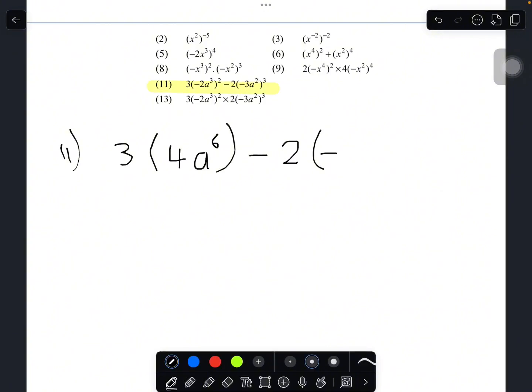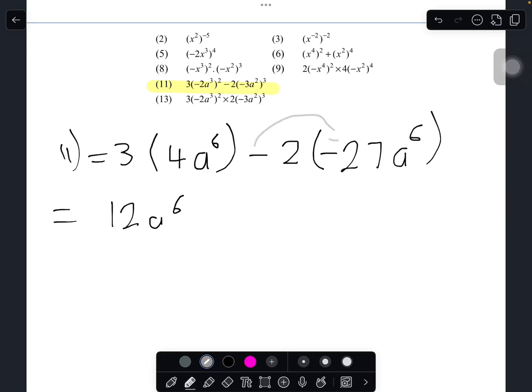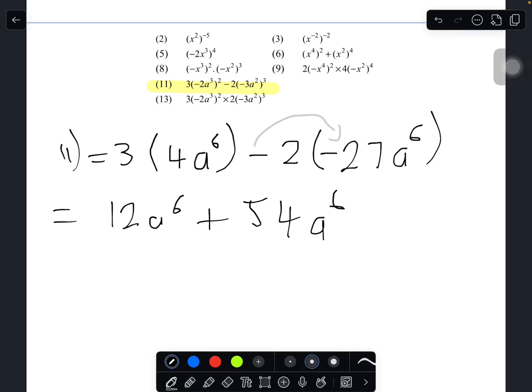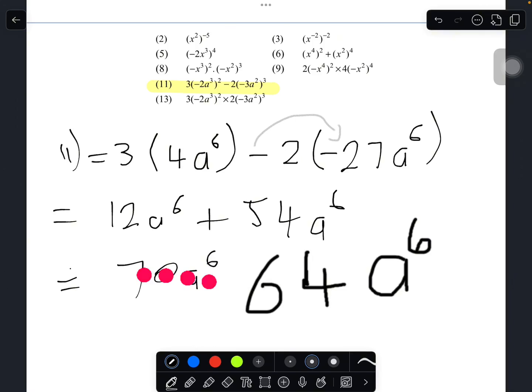So we have negative 3 to the power 3, which is 27, yes, 27 a to the 6. And then now that will become 12a to the 6. And so now, if you look here, I have a negative times a negative. So a negative times a negative is going to become a positive, 54 a to the power 6. These both have the same exponents. They're basically like terms, so it can then become 70 a to the power 6.